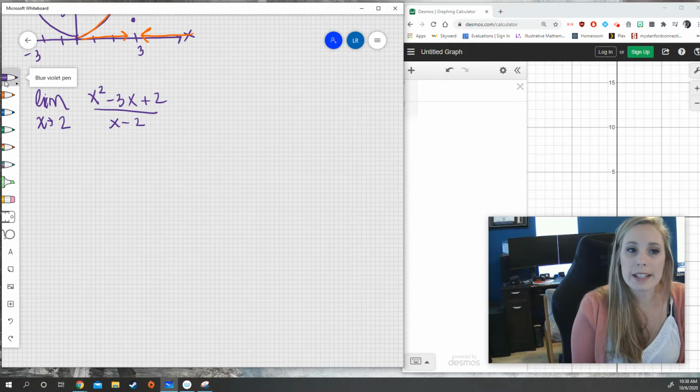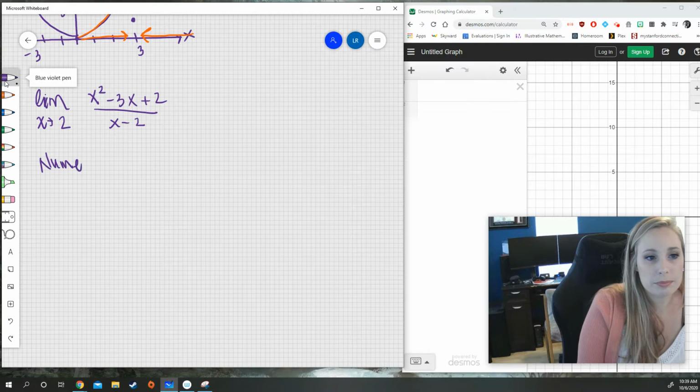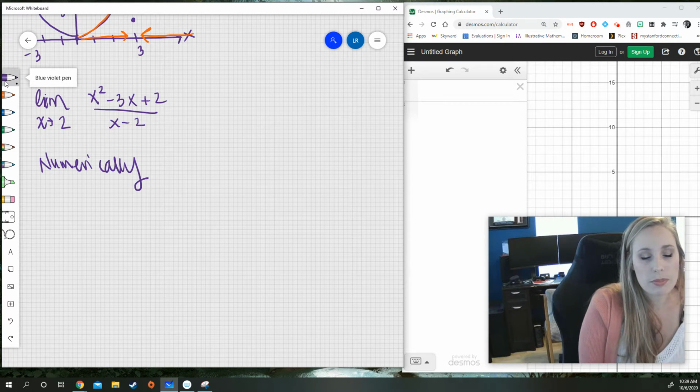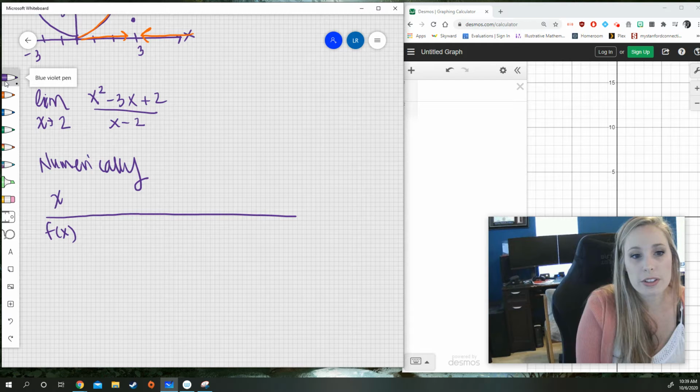To do that, we want to analyze the pattern. And so let's start by doing this numerically. So numerically, we're going to fill in a table of values. So of course, we'll have x first, and then we'll have f of x. And in this table of values, we want it to be centered around the number in question, which is 2.